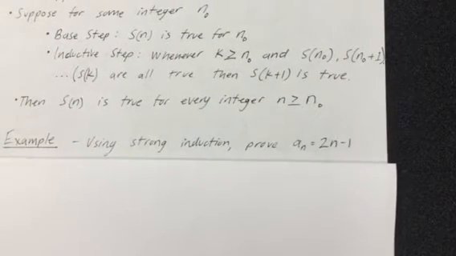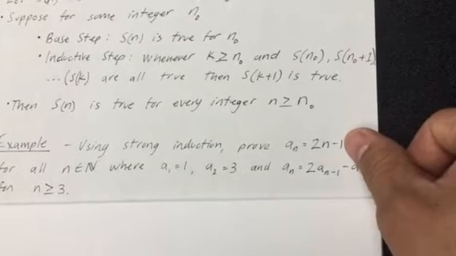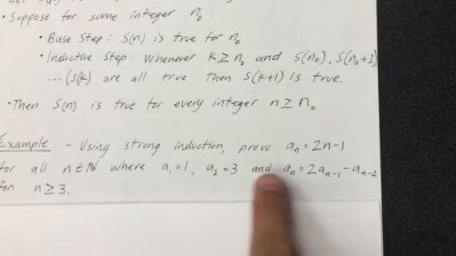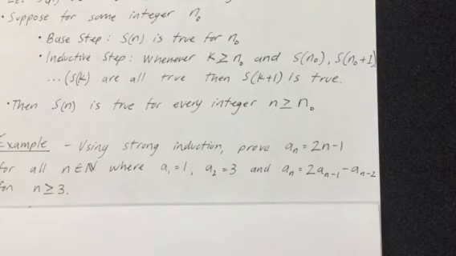For example, using strong induction, prove that this statement is true for all n in the natural numbers where a sub 1 is 1 and a sub 2 is 3, and for all other a sub n, we have 2a sub n minus 1 minus a sub n minus 2 for n greater than or equal to 3. So the smallest element that we have in our n is going to be 3. And our S of n statement is this statement here, a sub n equals 2n minus 1. And we're going to use all the other given information to prove that this statement is true whenever n is at least 3.